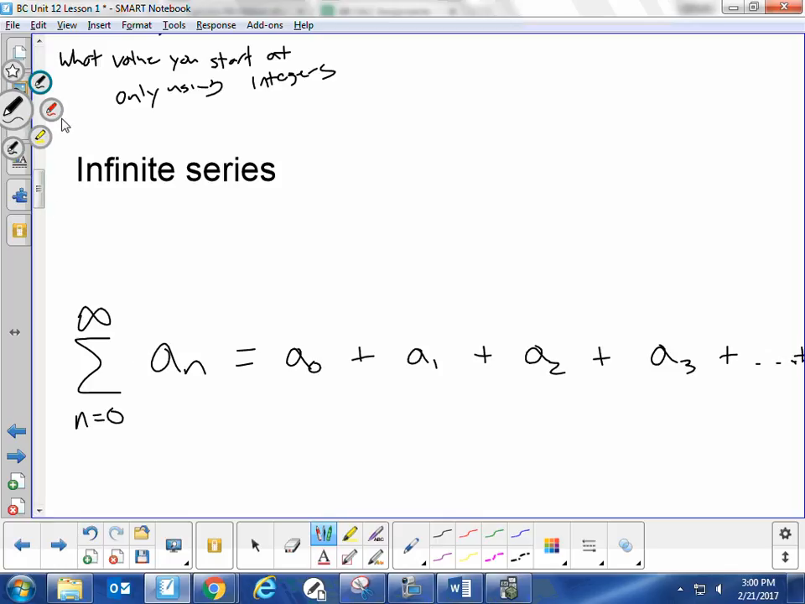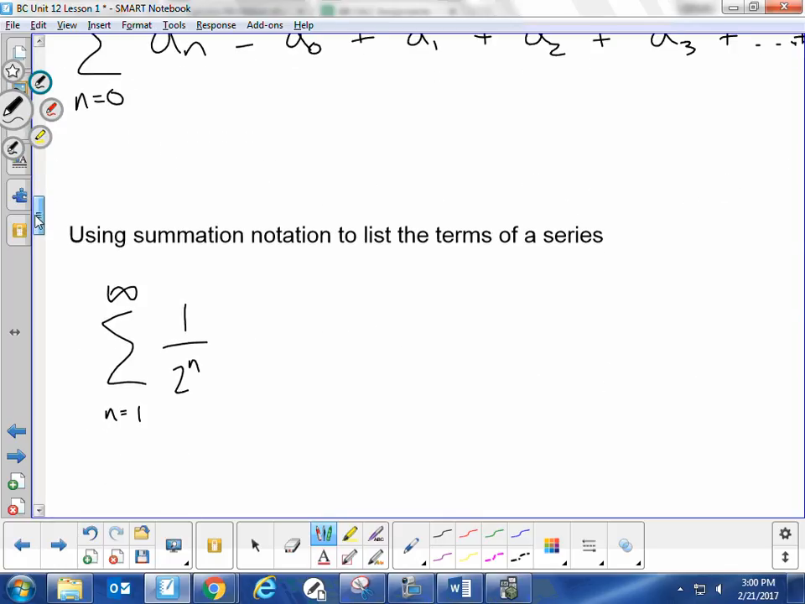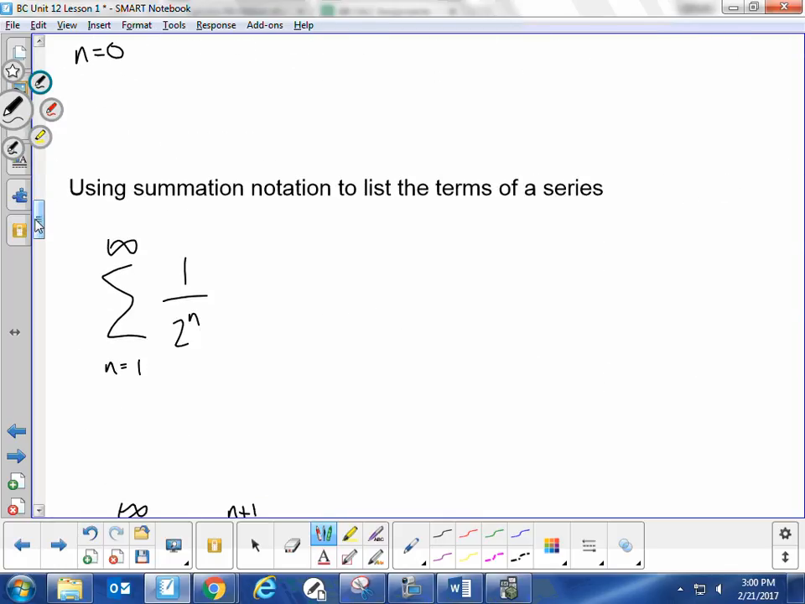Well, typically we won't just have A's, we will have actual terms, you know? So an example is like this. This is the sum, n starting at 1 going to infinity of 1 over 2 to the n, not 2n. Okay? It's important to be able to write down what we are adding together.